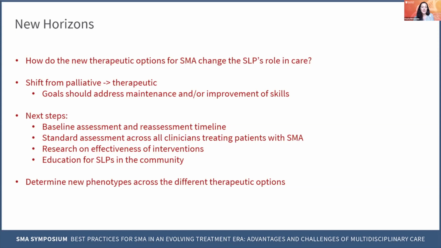And then another question is determining new phenotypes for the different therapeutic options that are available, and which of these options are helping to preserve swallow function and bulbar function more than others. I think that's something we're all still trying to figure out and learn, and that is eventually going to guide best practice, and hopefully we will have more developments in the next years to the next decade. It's an exciting time to be working with these patients.